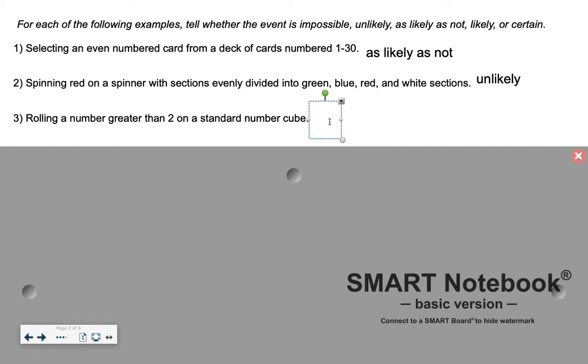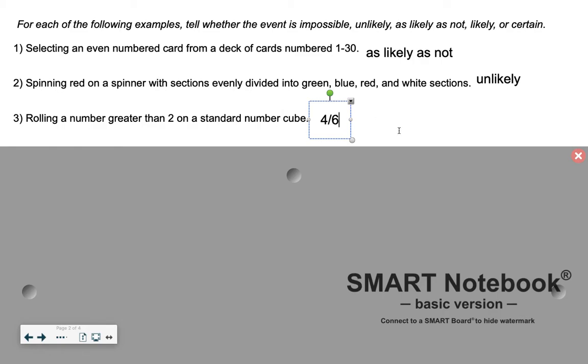All right, number 3 says rolling a number greater than 2 on a standard number cube. So standard number cube is just our typical die or dice. Die is singular. And we know on a regular die, there's 6 sides. So just like the example I used in the beginning part with the definitions, numbers greater than 2 would be 3, 4, 5, and 6. So that's 4 numbers. So we have 4 out of 6 numbers that are greater than 2.